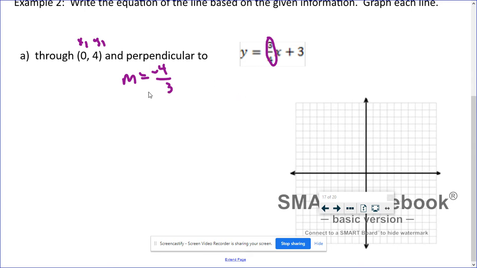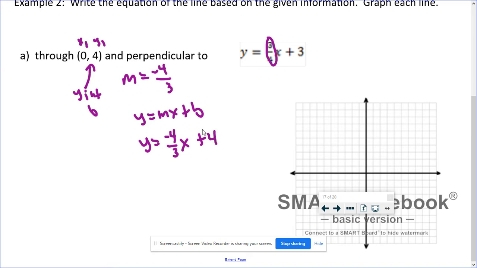Okay. What's unique about this question, I don't even need to use point-slope form because notice this is actually a y-intercept because x is 0. If that was any other point, I would need to use the point-slope form, but it's not. So that's your b value. So if I just want to write my equation in y equals mx plus b form, well, I just found the m and I was given the b. So the equation is going to be y is equal to -4/3 x plus 4. The y coordinate of the y-intercept would be the b value.